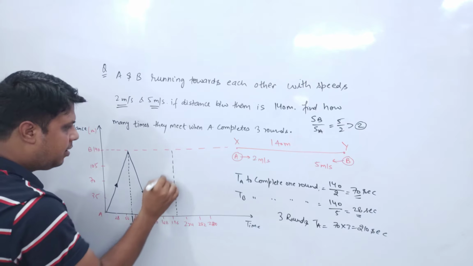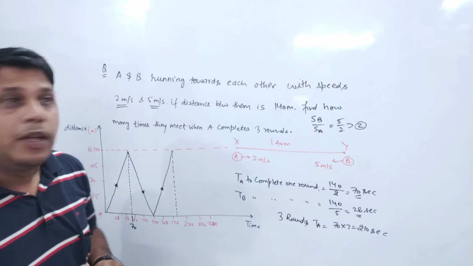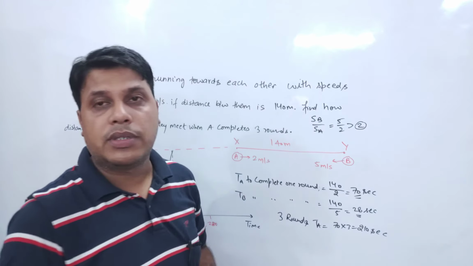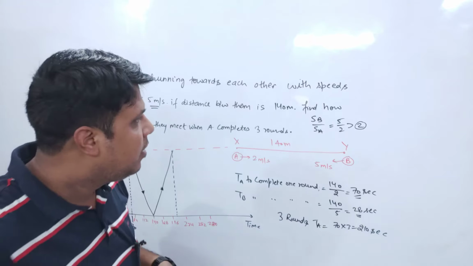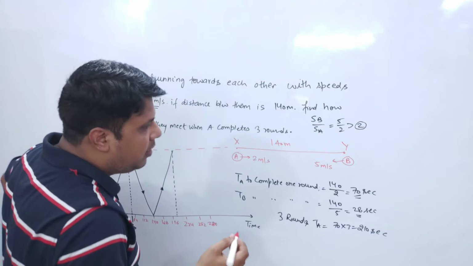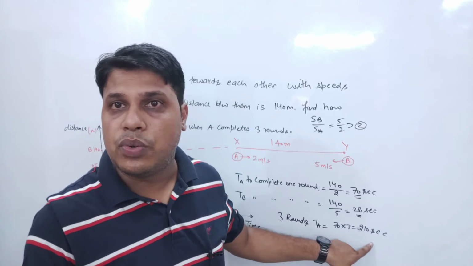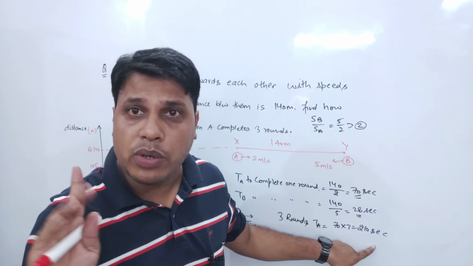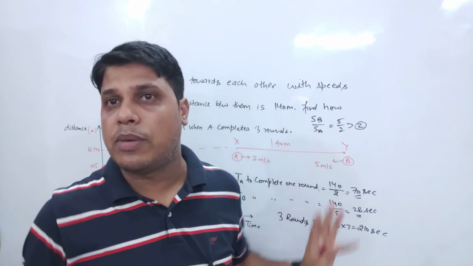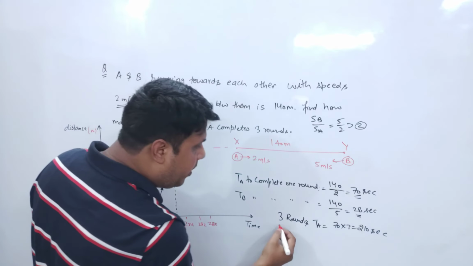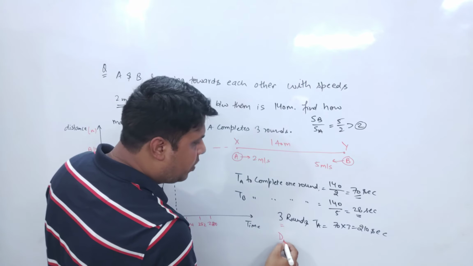So this is the graph of A. A has completed 3 rounds. So when A has completed 3 rounds, the question is how many rounds B has completed. B also has 210 seconds, whatever the number of rounds, because we are constrained and we are given that A has to complete 3 rounds only. So what is the distance traveled by B in the 210 seconds?